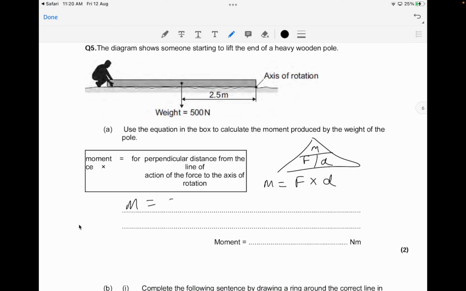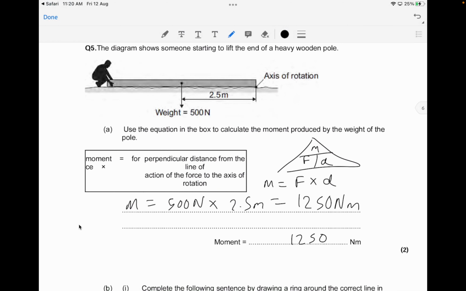So force, which is 500 newtons, multiplied by 2.5 meters, which is the distance. So you have 500 times 2.5 to be roughly about 1,215 newton meters. So this is going to be your answer, 1,215 newton meters. Alright, okay, let's move on.